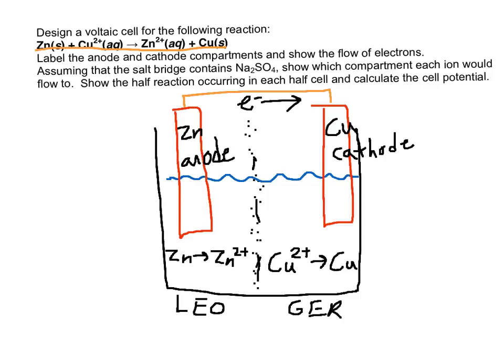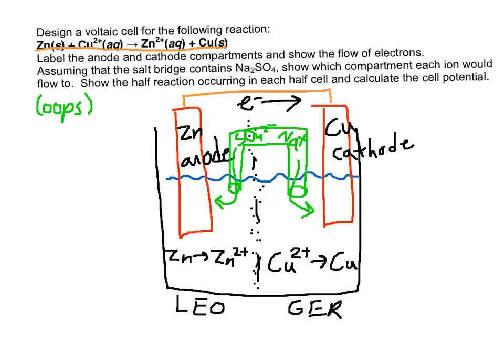And I just realized I am supposed to have a salt bridge, so I need to draw that in. And it says my salt bridge contains sodium sulfate. My sodium is the cation, so it's going to flow towards the cathode. My sulfate is my anion, so it's going to flow towards the anode. So I've got everything pretty much labeled. Now what I have left to do is calculate the cell potential.